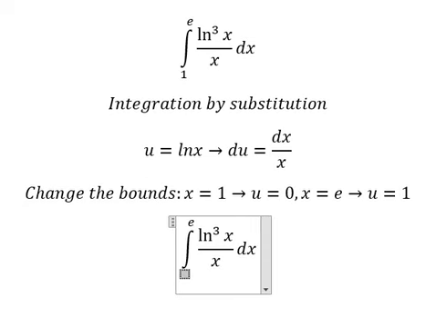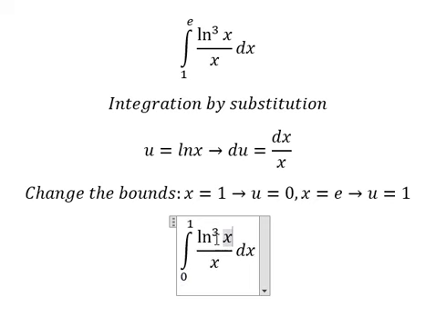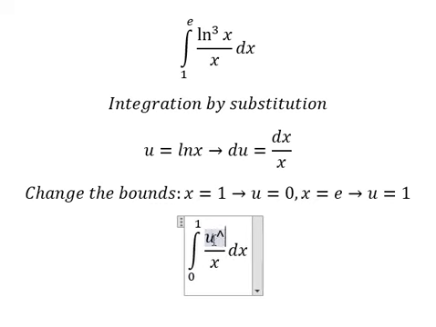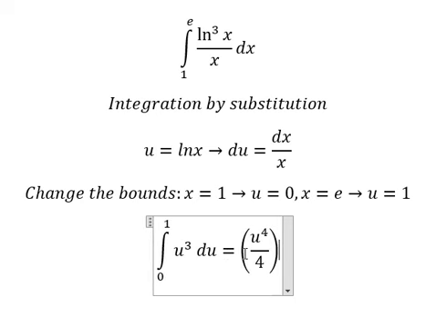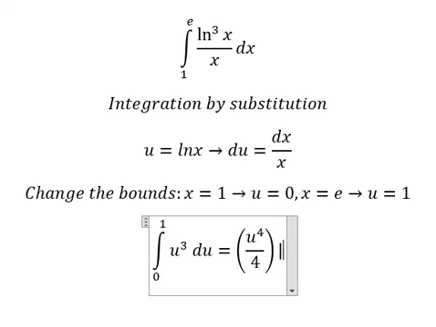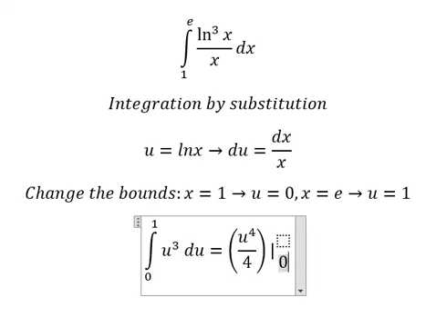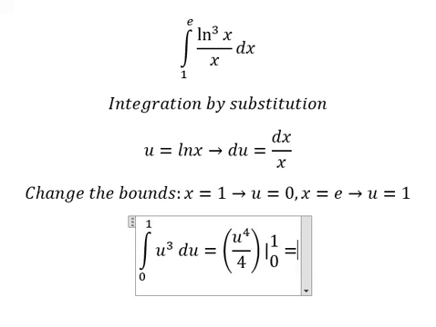So this one we change for number 0, this one we change for number 1, this one we change for u, the x and dx we change for the u, and now we have the final answer. So we put the numbers in here.